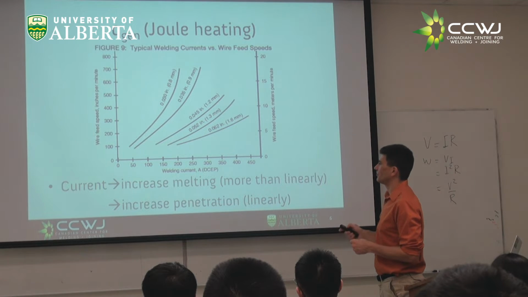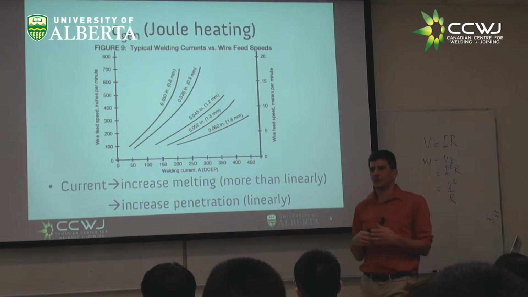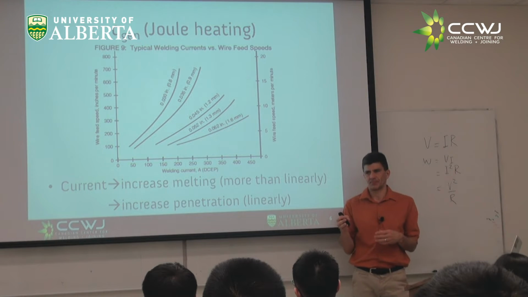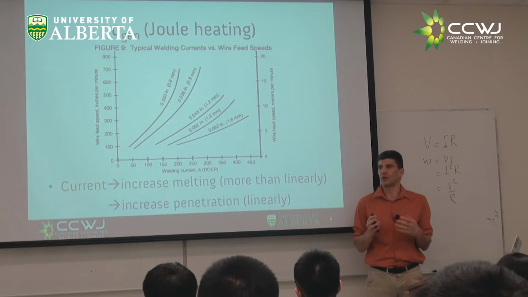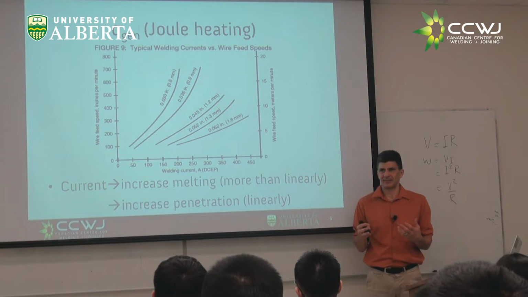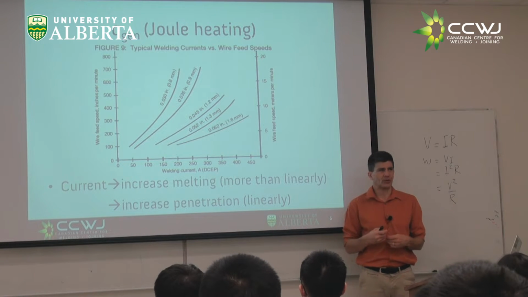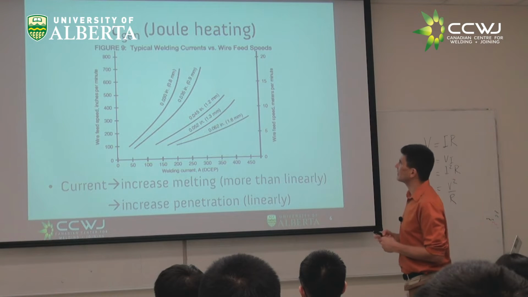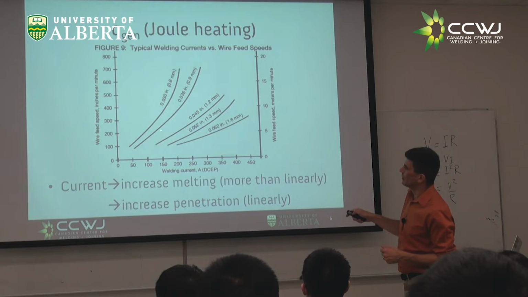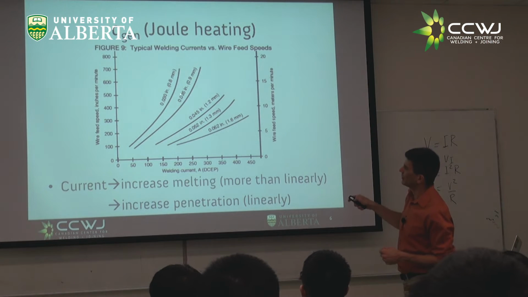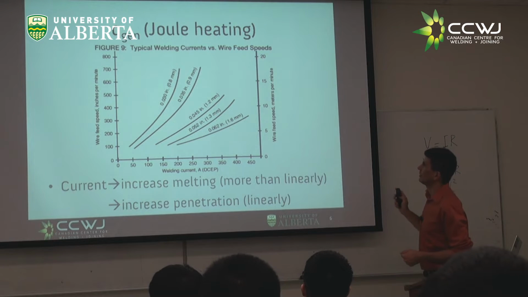Now it's interesting because as I increase my current, my deposition increases more than proportionally. But penetration increases more or less proportionally. So I would be changing my dilution, for example, in cases like this. It's not true that if you increase the current, everything melts equally. This is an interesting thing. Here, in this part of the curve, the Joule heating is very small, and in this part of the curve, when it's bending, the Joule heating increases quite a bit.